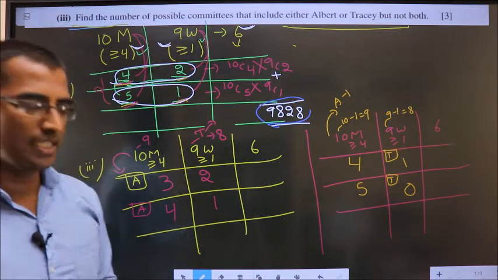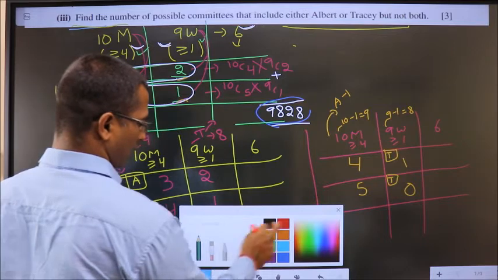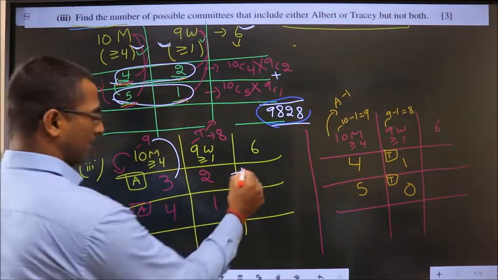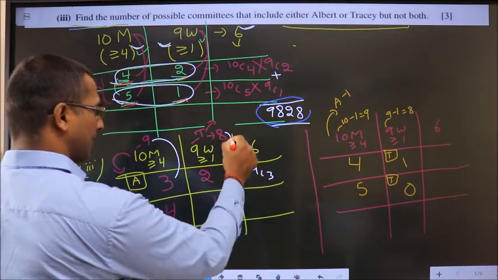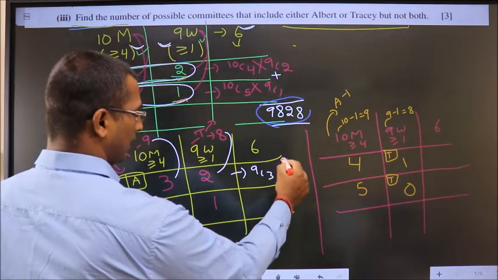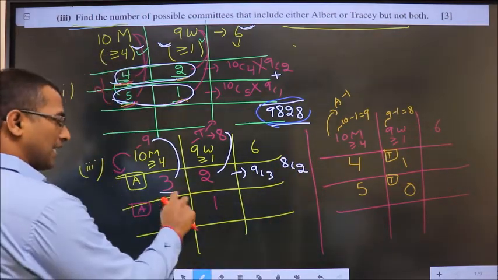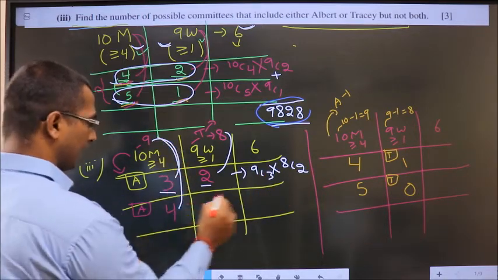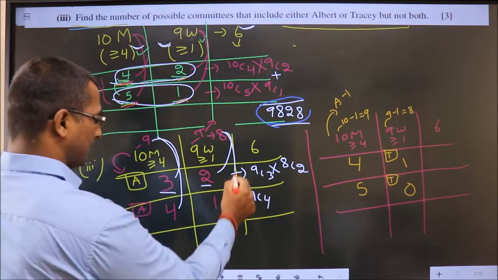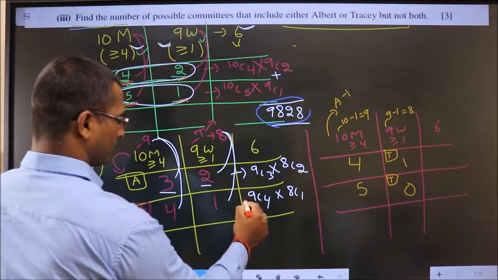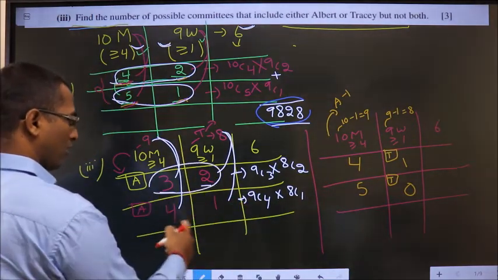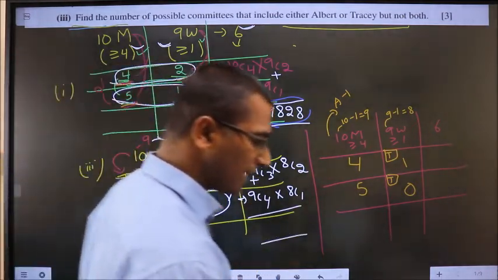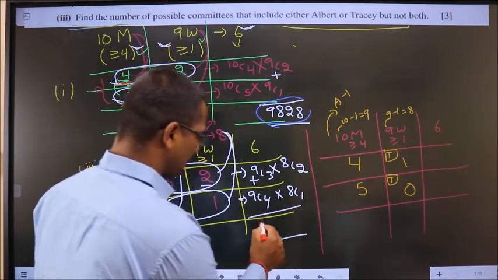Now let us write for each. Now over here, from 9 selecting 3 can be done in 9C3 ways. From 8 selecting 2 can be done in 8C2 ways. It's "and" between them, so you put multiplication. Same here, from 9 selecting 4, from 8 selecting 1. It is either this or this, so add these two. So that answer you get is 3360.